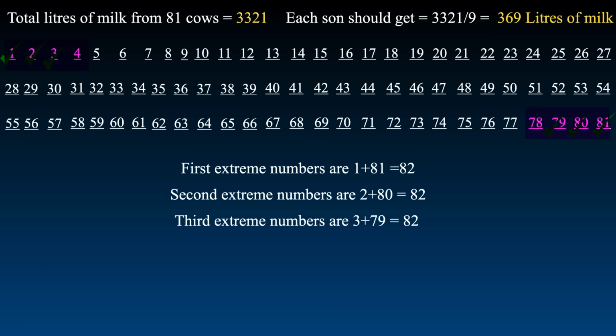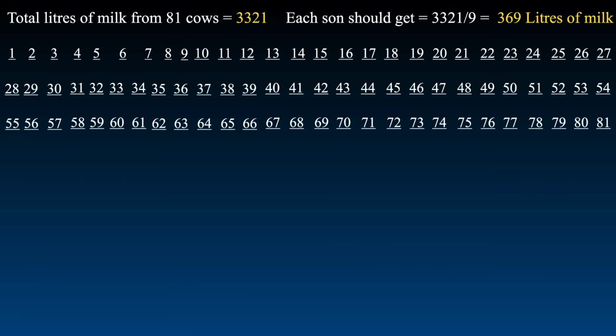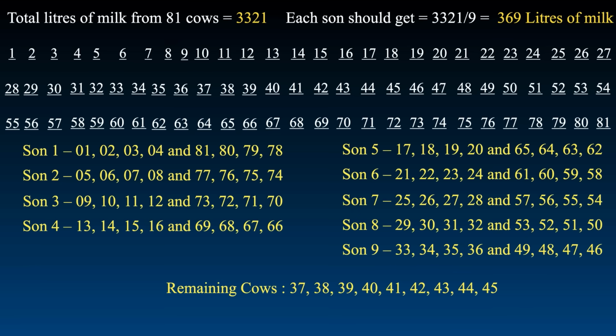So let's give 4 such pairs to each son, so 8 cows to each son. Each of them will have 328 with them. The order looks like this. Son 1 will have the first 4 and the last 4 cows. Son 2 will have the next 4 cows from either end, and son 3 will have the next 4 cows from either end and so on.